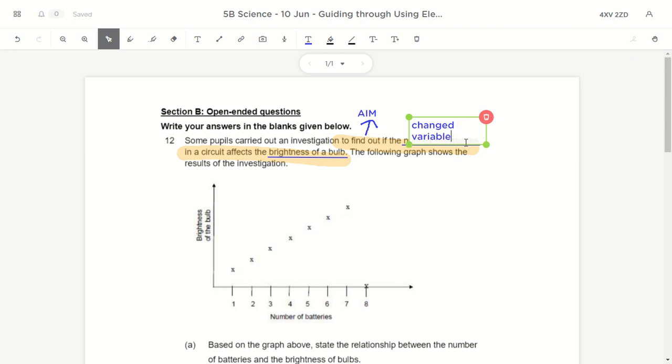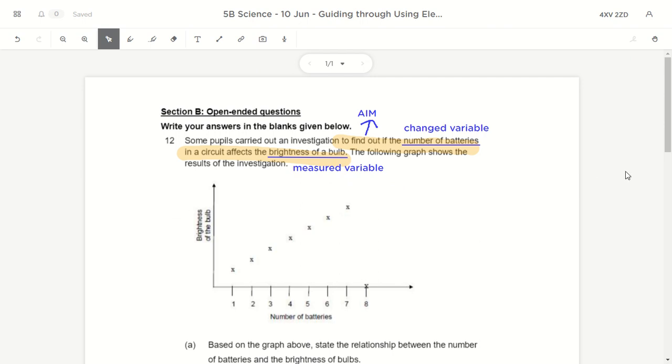Okay, so let's write this down. Basically, understanding the question is to write down what you know about the question. Don't just read it, understand it. And sometimes you have to write it in your own words. So this is the variable I measure. I change the number of batteries and I measure the brightness of the bulb.